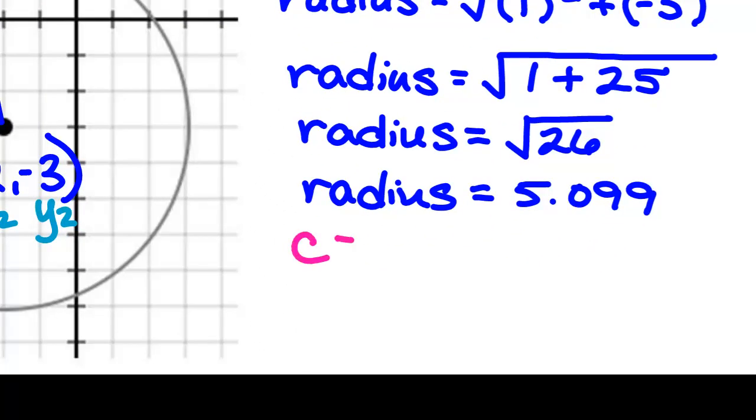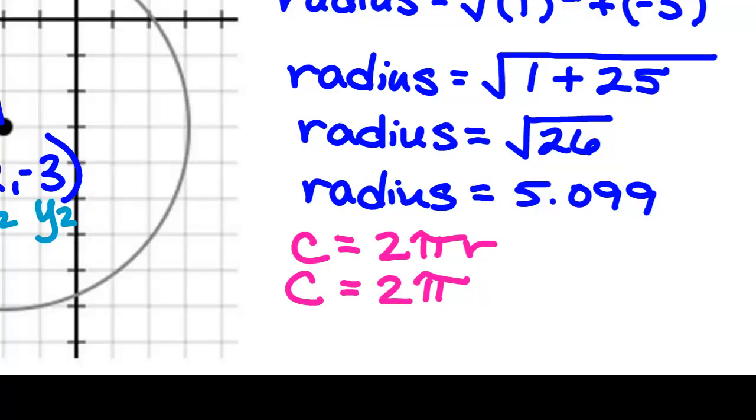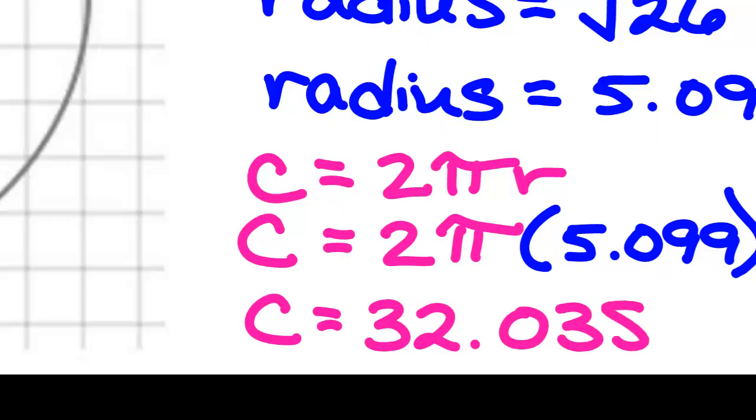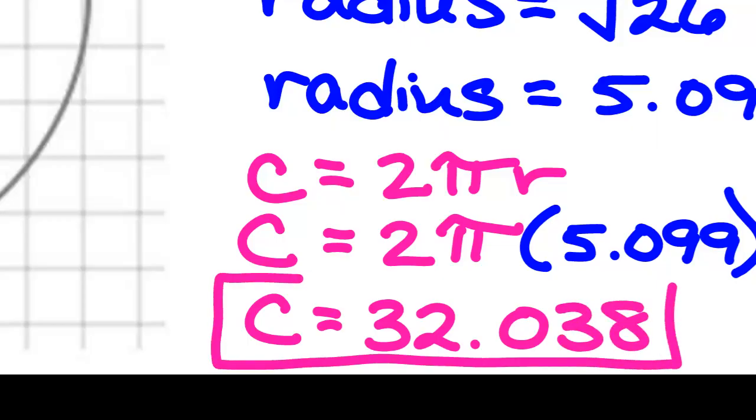Circumference. 2 pi r. So circumference is equal to 2 pi times 5.099. What is 2 pi times 5.099? 32.038. There's our circumference. And then we still have to do area.